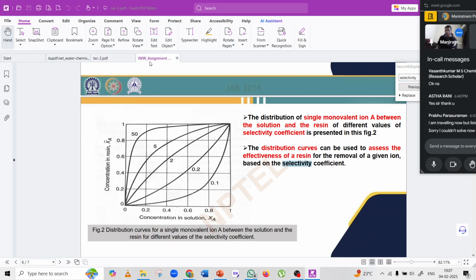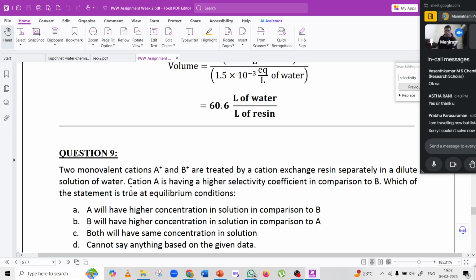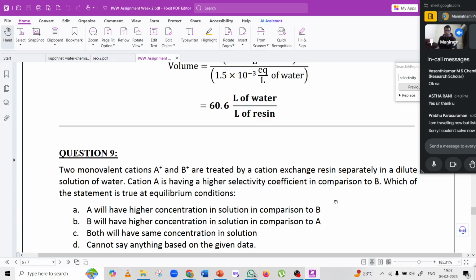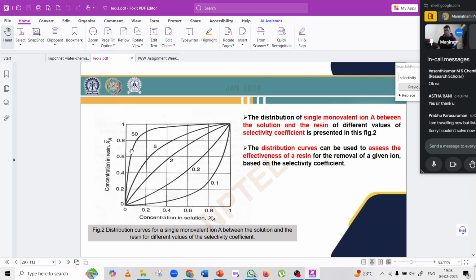Now they are saying that there are two ions and A has a higher selectivity coefficient. Then which of the following is true at equilibrium? That A will have higher concentration in solution as compared to B, or B will have higher concentration in solution as compared to A. Now, you can see in which condition we can say that.